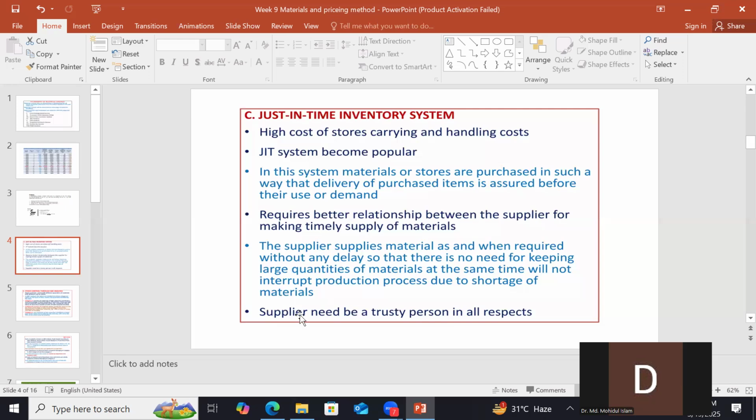Another criterion is that the supplier needs to be a trusted person in all respects. Here, trust needs to be established with the suppliers, and respect shown to everyone, so that the products will be supplied just in time. That is the technique of JIT. JIT means just in time.